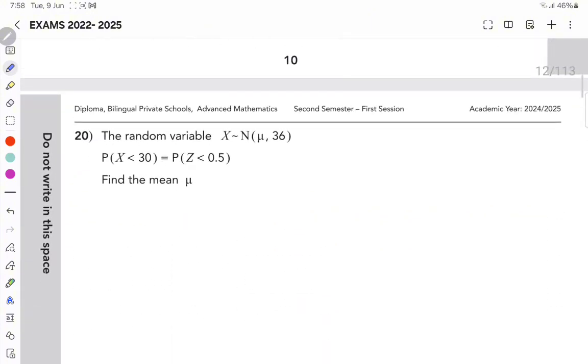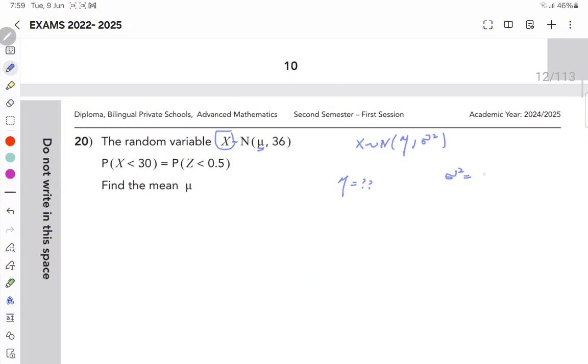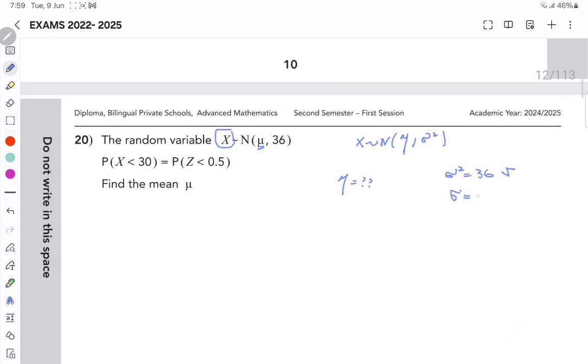Then the next one, the random variable x distributed. If you see mathematical notation in x, that is the standard, not standardized. So I will write the mathematical notation for standard. X distributed normally with mu and sigma squared. That is to state the values of mu and sigma. So mu here is unknown, so it's still unknown. Sigma squared is equal 36. But we want to find sigma, so we will take the square root. So sigma is equal to the square root of 36, it will be 6. So the standard deviation here is equal to 6.